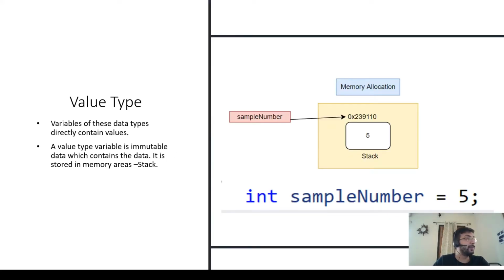Value type variable is immutable and it holds the data. It is stored in the memory area that we call a stack. If you see here, I have a value type of integer, and I'm naming it sampleNumber and initializing it as 5. Now when I go and see how it is allocated in memory, the sampleNumber holds the address of the location where the value is present. This is the address of a memory location and it holds the value 5. So this is how a value type is stored.